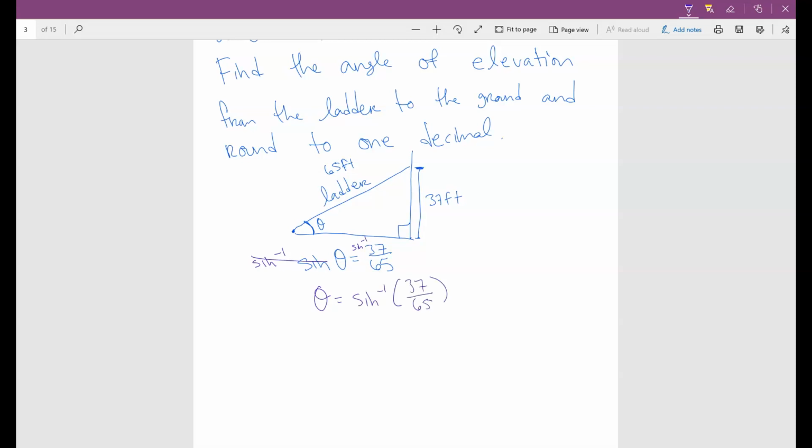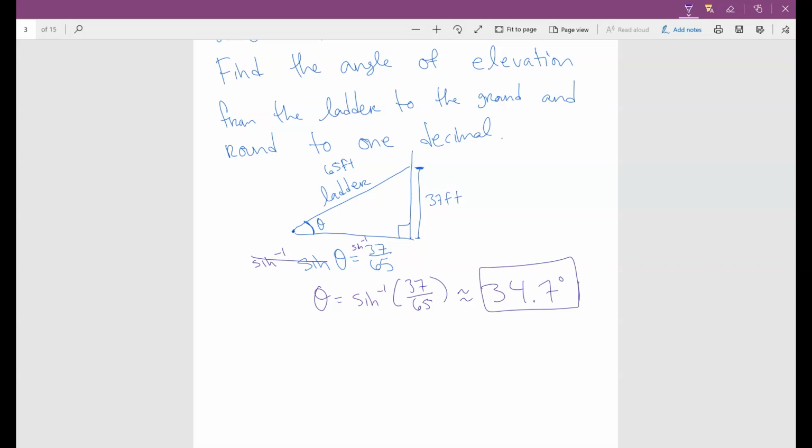Now at this point, you might want to consider using a calculator. Make sure it's set in degrees. So we're going to press the sine button twice, so you get sine inverse. Then you're going to enter 37 over 65. And that's going to give me, since I want one decimal place, about 34.7 degrees. Okay, and that's going to be my angle.